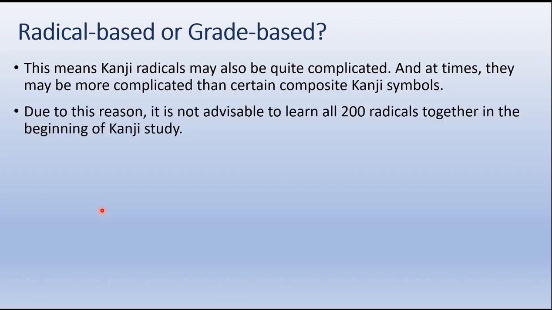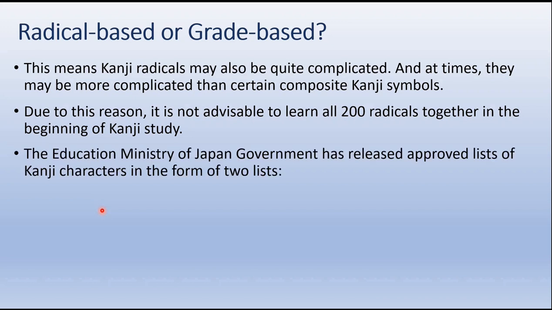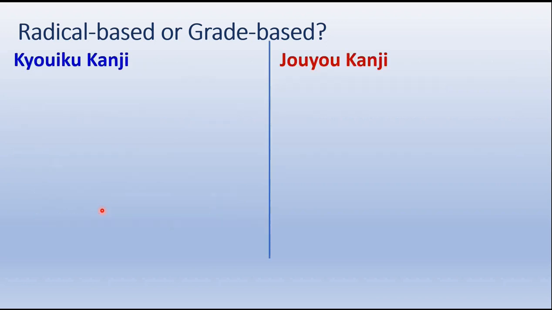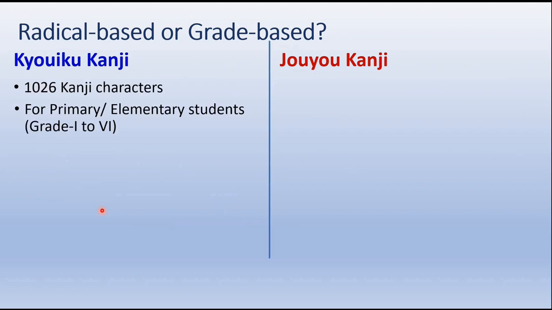Due to this reason, it is not advisable to learn all the 200 radicals together in the beginning of kanji study. Instead, the Japanese government's education ministry has released two separate lists of kanji characters. One is the Kyoiku kanji, which is the education based list, and another is the Joyo kanji, which is the regular use kanji list. So let's see what these two lists are and how we can incorporate them in our learning process. First is the Kyoiku kanji.